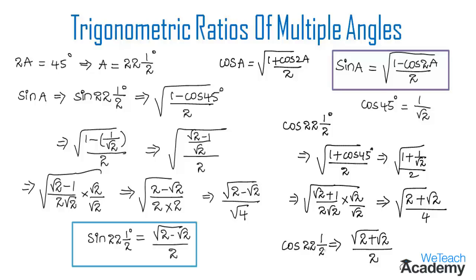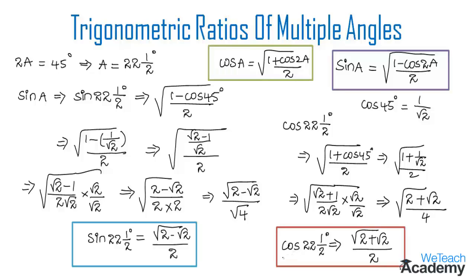Hence we derived the value for cos 22.5 degrees, which is equal to under root (2 plus root 2) divided by 2. Make a note of the formula: cos 22.5 degrees is equal to under root (2 plus root 2) divided by 2, and the formula for cos A is equal to under root (1 plus cos 2A) by 2. Learn all these formulas, as they are useful in deriving the values for trigonometric ratios of some more multiple angles, and they are also useful for solving examples on trigonometry.